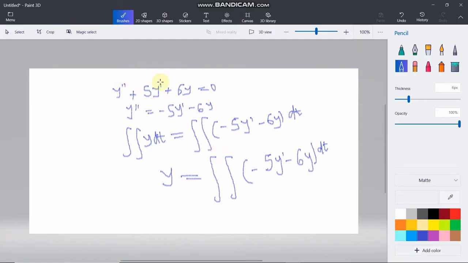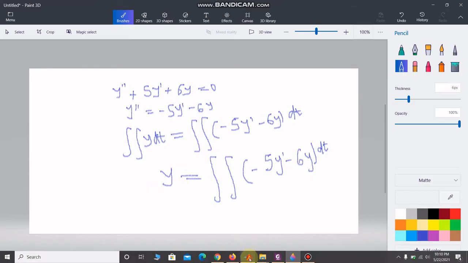So this is y double prime plus 5y prime plus 6y equals 0. Then making y double prime the subject, you have minus 5y prime minus 6y. Then when you integrate both sides with respect to time, you have y equals the double integral of (minus 5y prime minus 6y) dt. So that means this expression will go into the double integral to get the output of y.